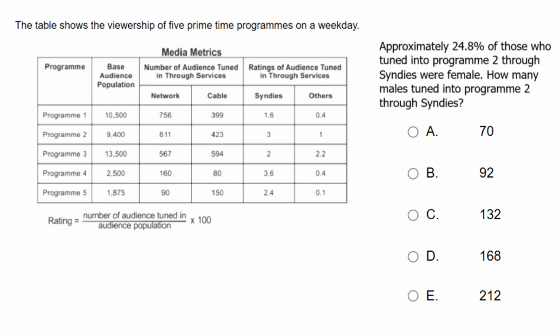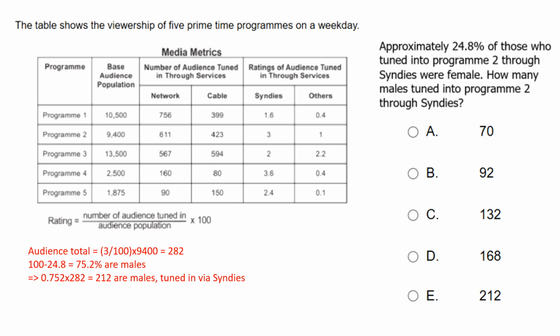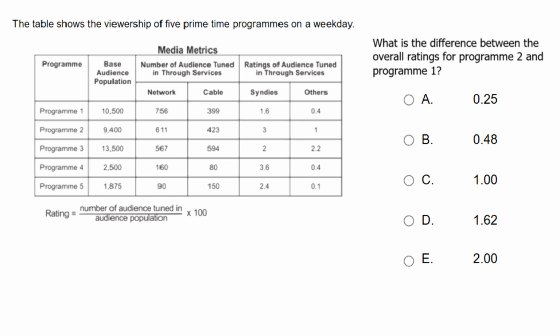And then it says 24.8% are female, so that leaves 75.2% were male. So you just find 75.2% of your number and you get 212. So again, it's definitely a calculated job, but it was a lot easier having done the first one, because you're now used to using that rating definition. Okay, and then this one.